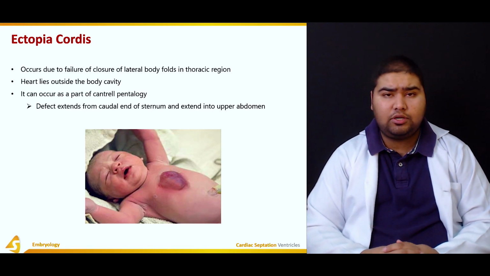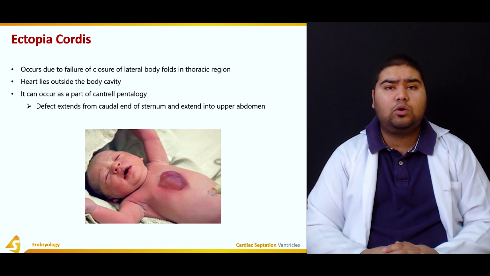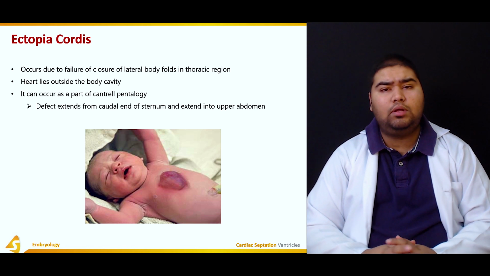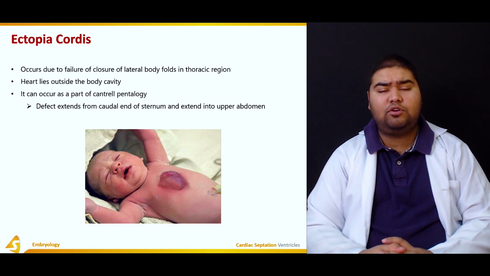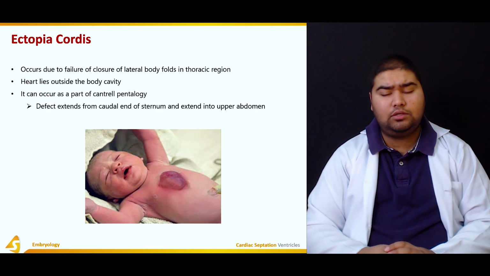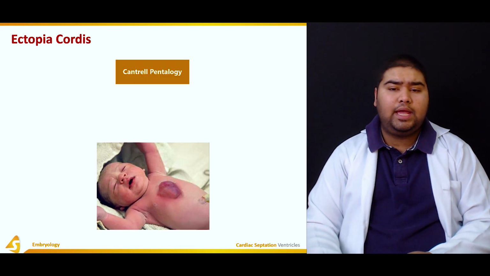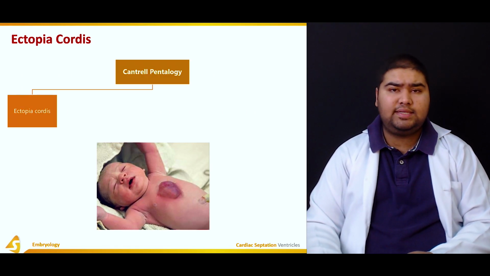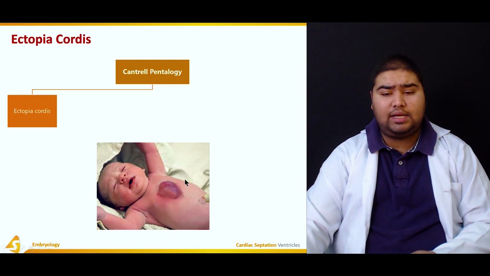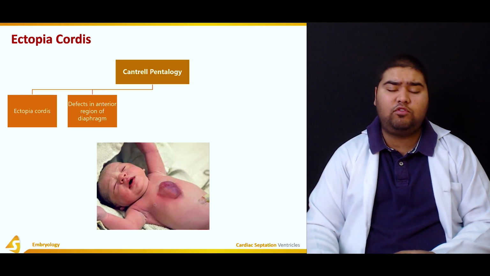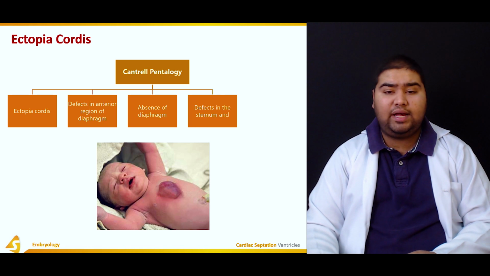The defect in pentalogy of Cantrell may extend from the caudal end of the sternum into the upper abdomen. Let's take a look at the pentalogy of Cantrell. In pentalogy of Cantrell, we have ectopia cordis. Ectopia cordis is the heart lying outside the chest wall. Then we have defects in the anterior region of the diaphragm. Obviously, the folds did not form properly, so the diaphragm could not form. There may be absence of the diaphragm.